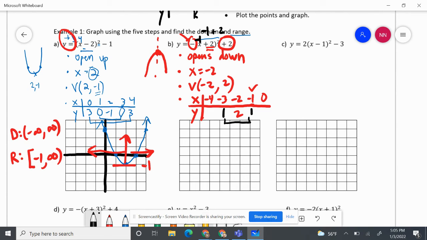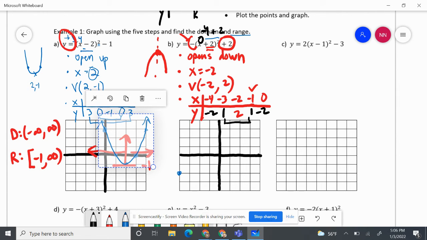Once again, these two are the same. Then I'm going to take the 0 and plug it in. When I plug in a 0, 0 plus 2 is 2. Squared is 4, but there's a negative there, so -4 plus 2 is -2. We have -4, -2. We have -3 and 1. We have -2 and 2. We have -1 and 1. And we have 0 and -2. This right here is our graph.